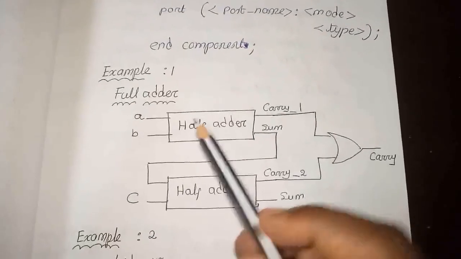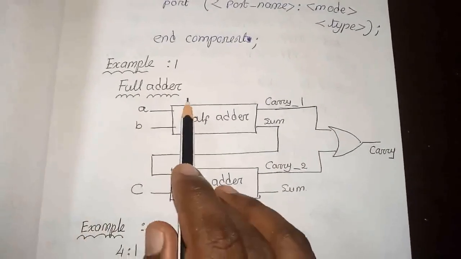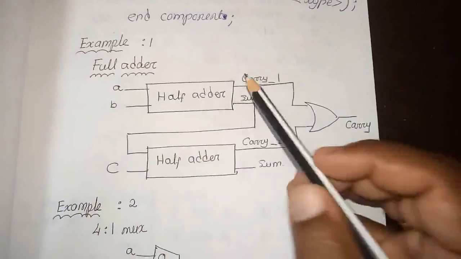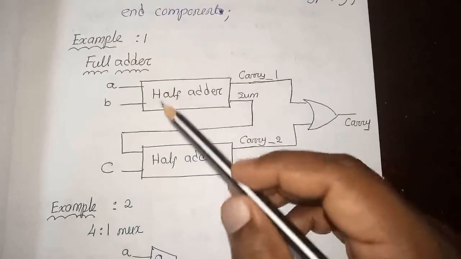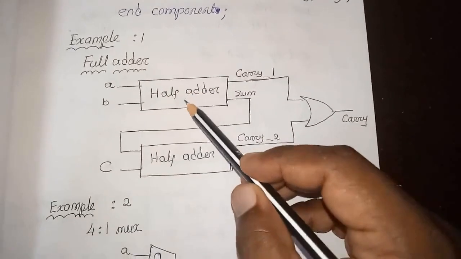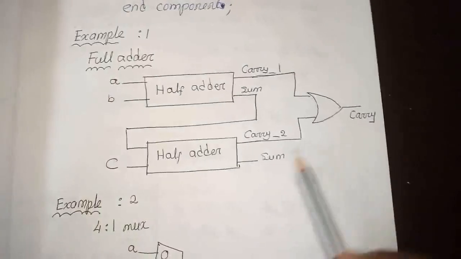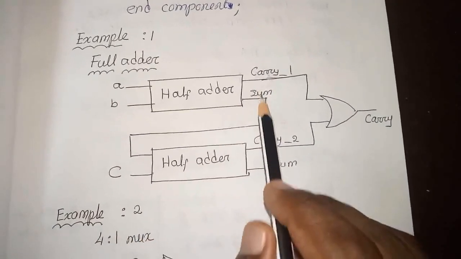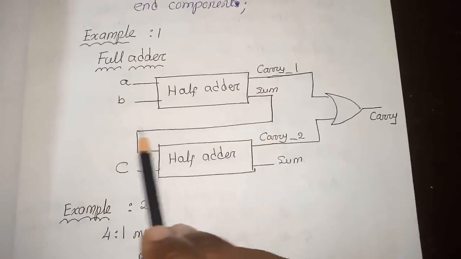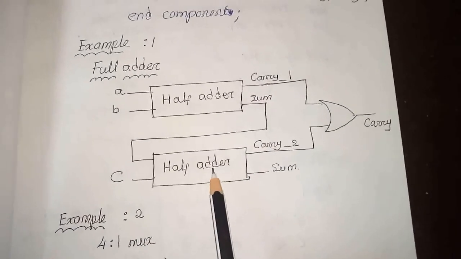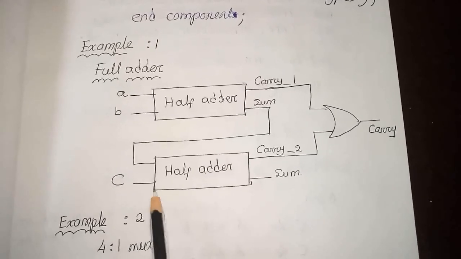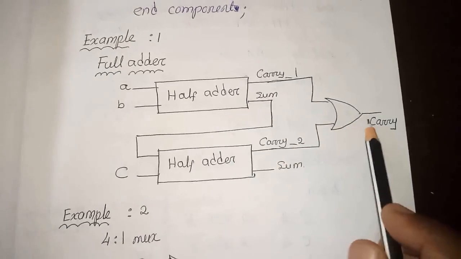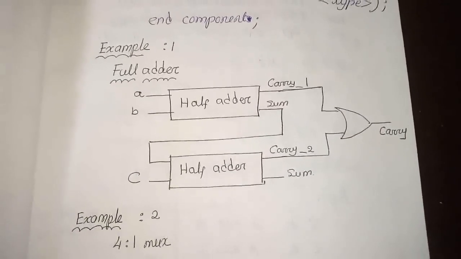Here we discuss two examples. One is to implement a full adder, another one a 4:1 multiplexer. To implement a full adder, first you write the submodel of a half adder. Using this half adder, you can implement the top level model. So here for the half adder, A and B are inputs, and the outputs are sum and carry 1. The sum should be the input of your other half adder, and here your other input should be C. Here you get the full adder sum. The carry should be obtained from the OR operation, that is your exit carry.